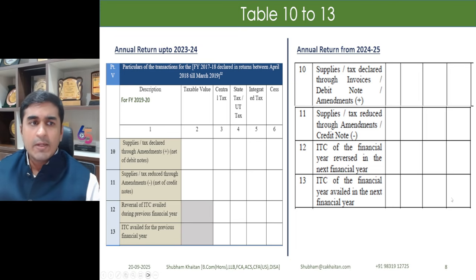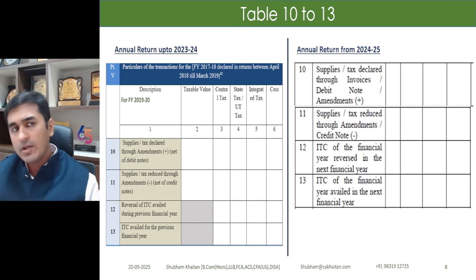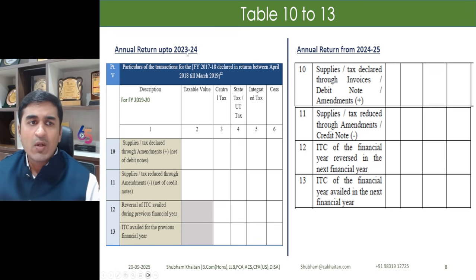Table 10 to 13 is basically tax of 1 year paid in the subsequent year. So for the 23-24 annual return, whatever I have done in 24-25, I have to report. Similarly, for the annual return of 24-25, whatever I have done in 25-26. There has been a slight change in language here, but I believe the effect still remains the same.